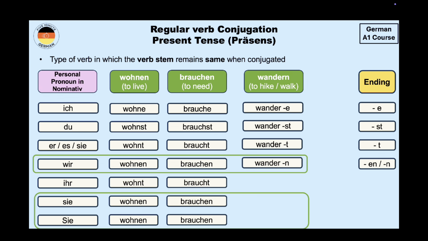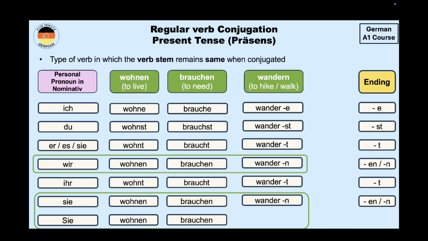Now moving forward, with ihr it will be t, so ihr wandert, and for the third person plural and the formal way, these will be the same as the infinitive form, so it will be sie wandern and Sie wandern. So you see that these endings can be used to conjugate the regular verbs, which makes it easier as you will not have to memorize all of them.